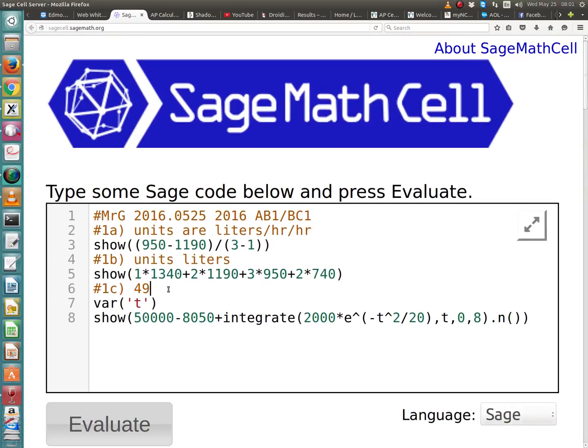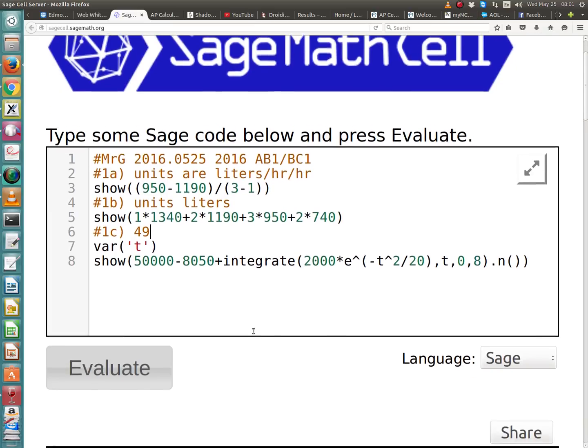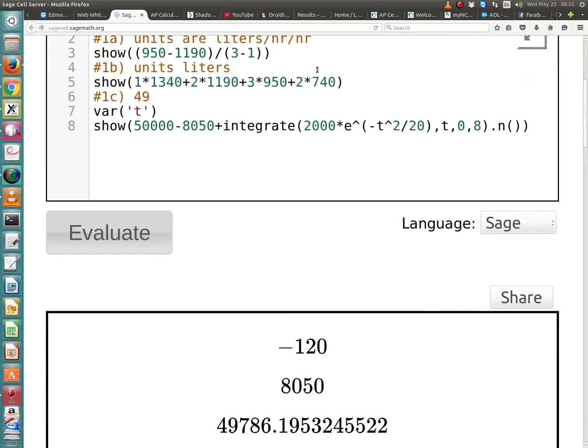I'm N-ifying this part because this is what gave you the exact answer in terms of IRF. I know, but we didn't choose the right digits. Right, it defaults to this many digits. You can change it if you want. But I don't really need those digits because they want this rounded off to the nearest whole number of liters. So let's write down the answer here. 49,786 liters.